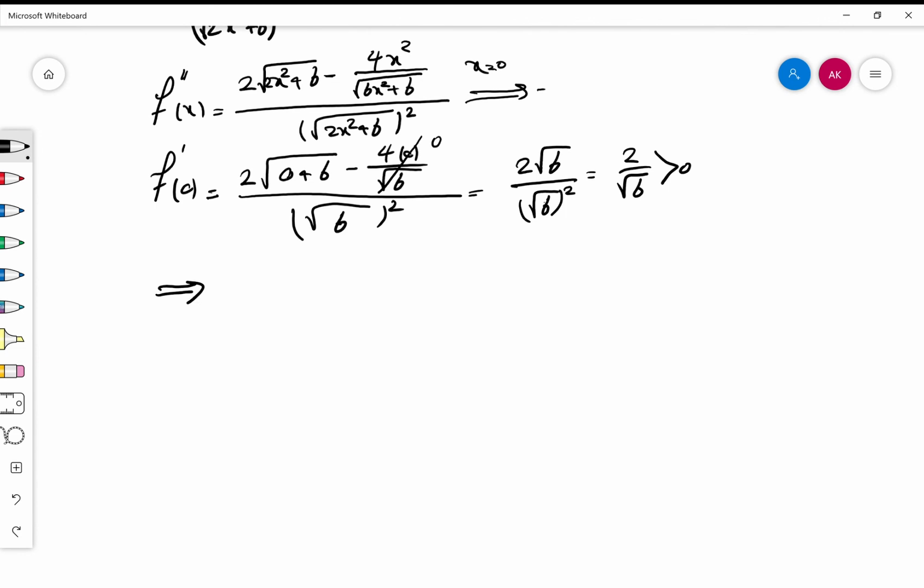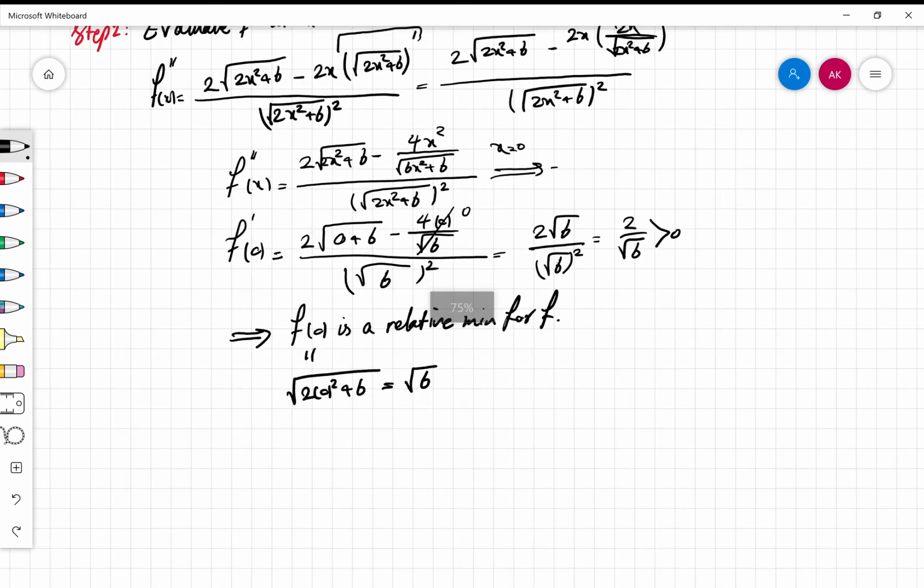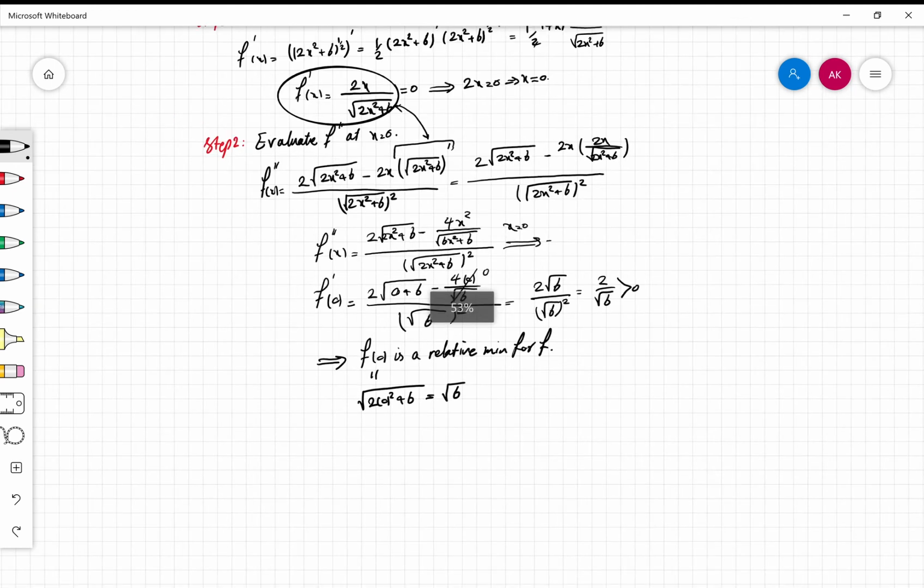So the second derivative test says that f at 0 is a relative min for f. Well, f at 0, we also know what the value is: 2 times 0 squared plus 6, which is root 6. So root 6 is a relative min for the function f.